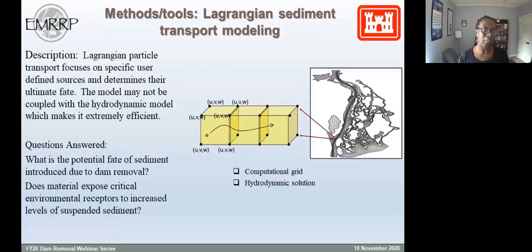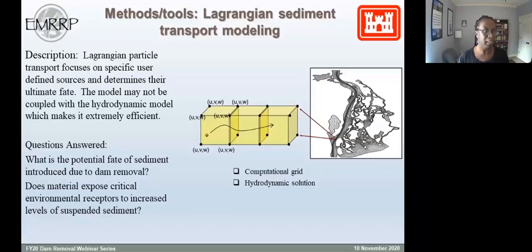This model is not going to be utilized to understand the morphological changes of a system, or the detail of long-term erosion and deposition patterns and things like that. But if you want to know, if there's a sediment release, where is that sediment going to go, and potentially what is the potential fate of that sediment, and will it expose critical environmental receptors to increased levels of suspended sediment, then this is a really good choice.